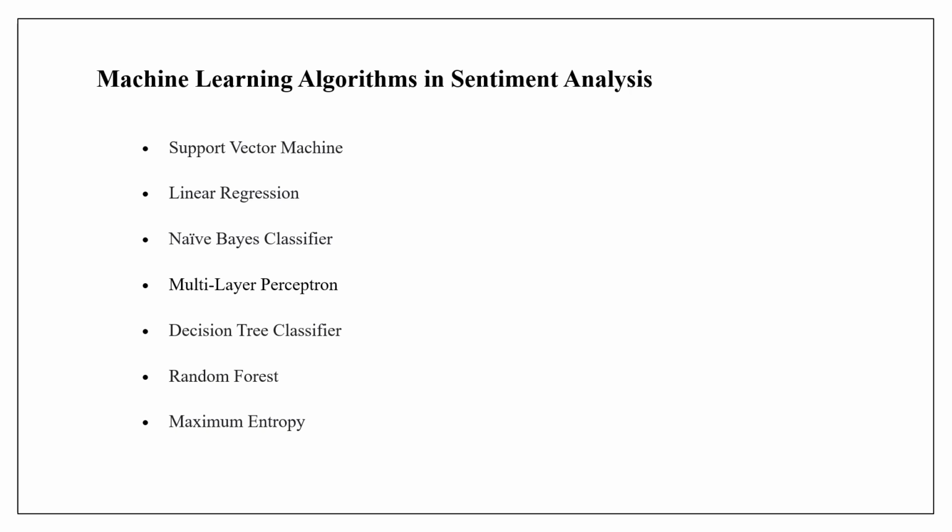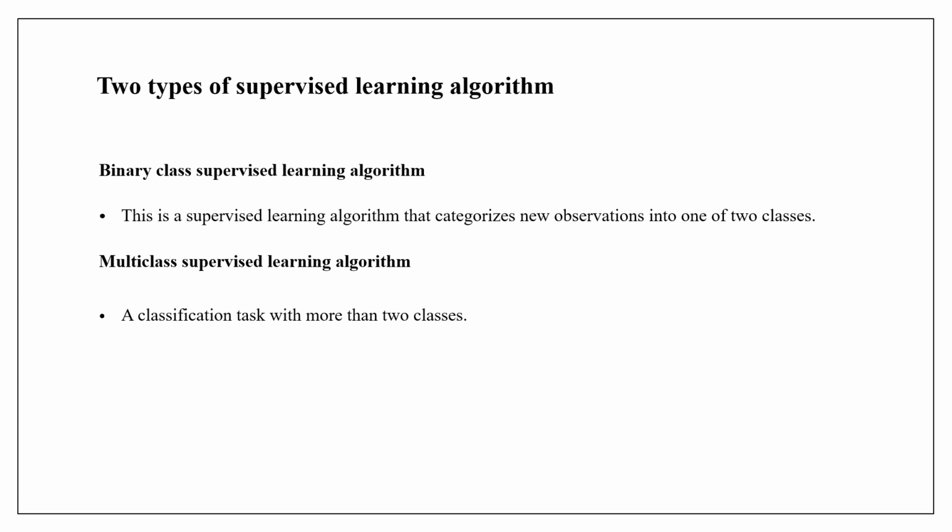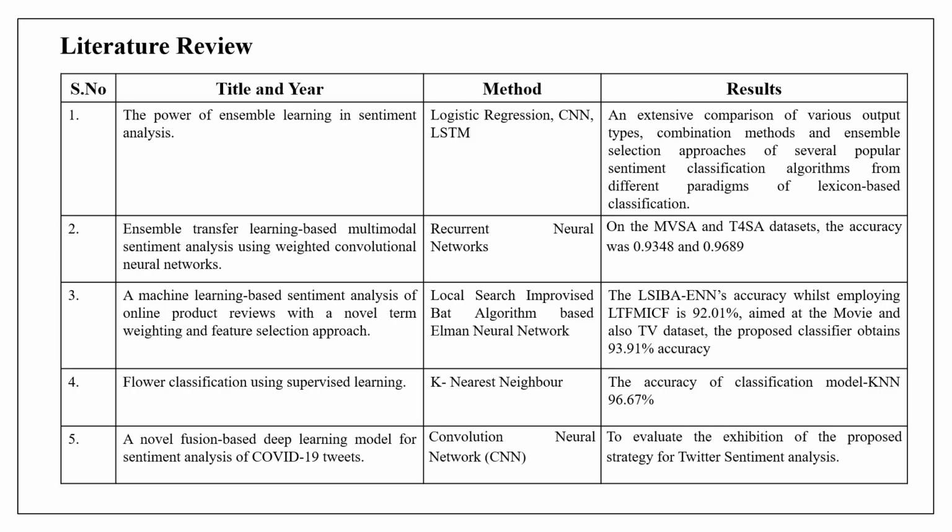Machine learning algorithms in sentiment analysis. Support vector machine, SVM, linear regression, naive Bayes classifier, multi-layer perceptron, decision tree classifier, random forest, and maximum entropy. Two types of supervised learning algorithm. First one, binary class supervised learning algorithm. This is a supervised learning algorithm that categorizes new observations into one of two classes. Multi-class supervised learning algorithm, a classification task with more than two classes.